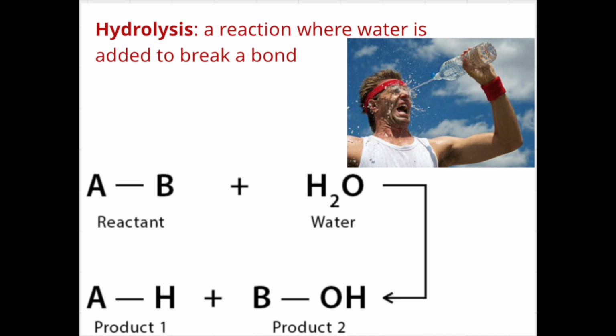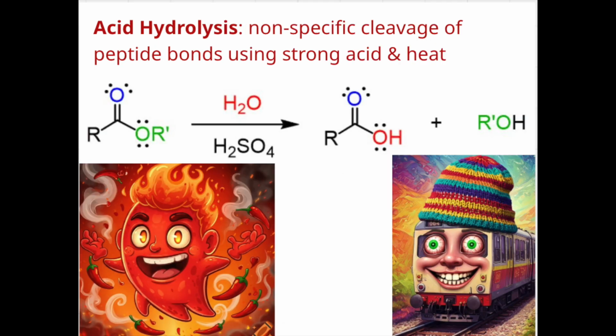Say you want to break a peptide bond. You have two tools. The first is a form of hydrolysis, a reaction where water is added to break a bond. Option 1 to break a peptide bond is acid hydrolysis. Throw in strong acid and heat. You'll get all the amino acids, but in random pieces.